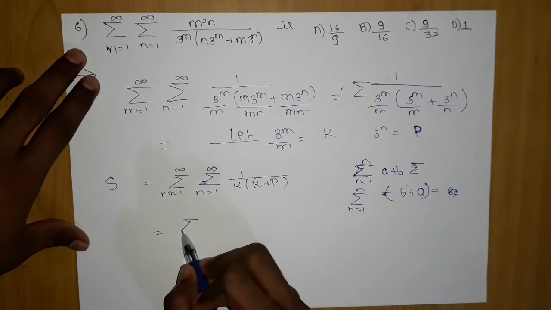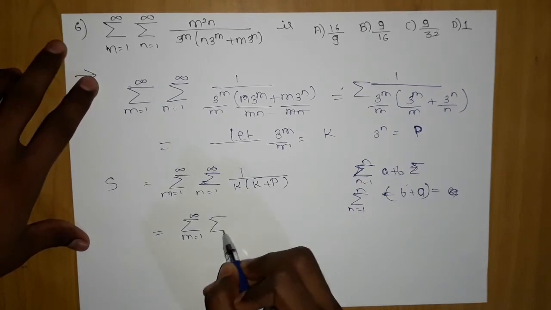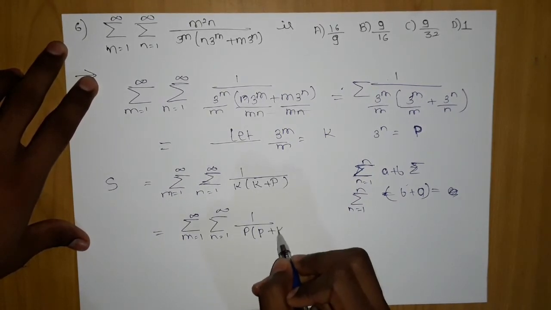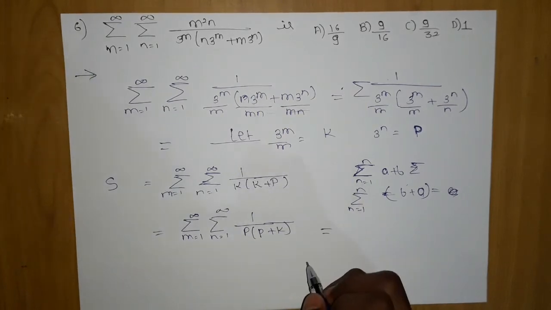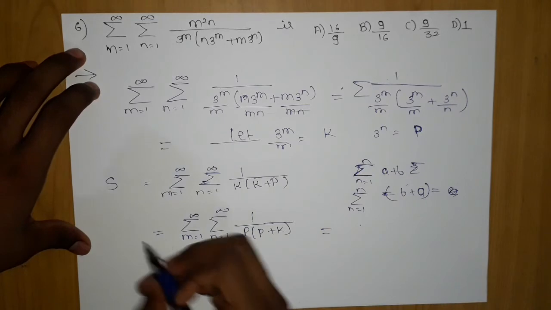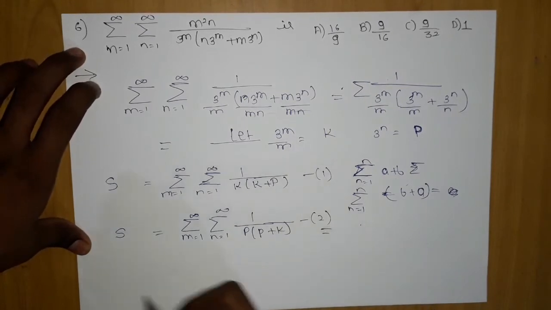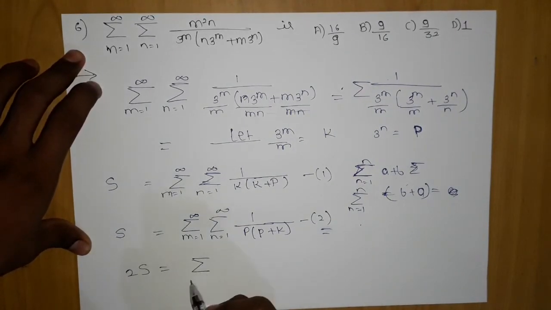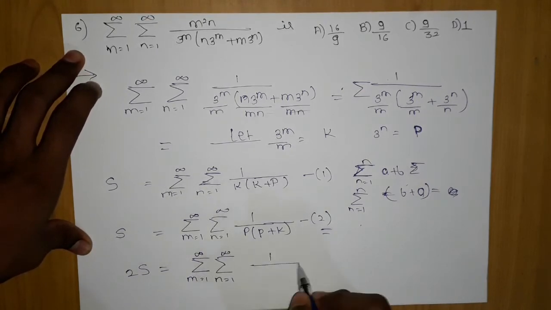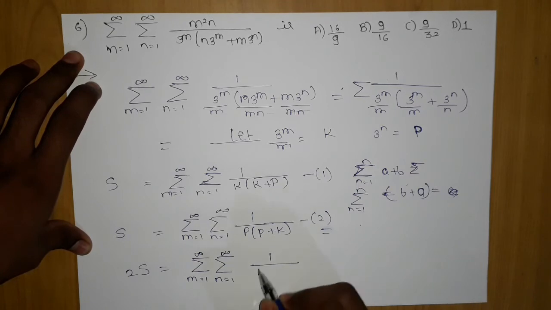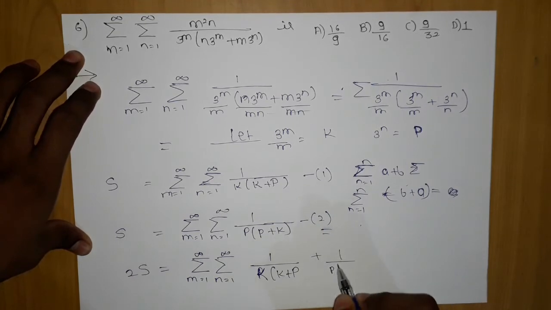Then the summation m equals 1 to infinity and n equals 1 to infinity, this will become p, this will become k. After this, we can add them, because it is the same: this is S, this is S, so adding gives 2S. What I get is 2S equals, with the summations coming outside, m equals 1 to infinity, n equals 1 to infinity, and I can take p plus k common. But let me write it for your understanding: 1 upon k into (k plus p), plus 1 upon p into (p plus k).